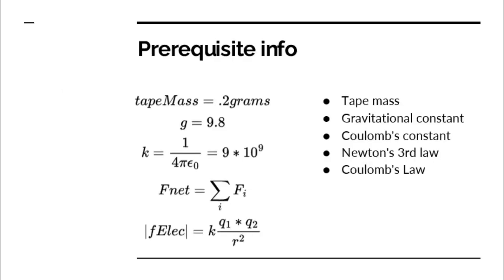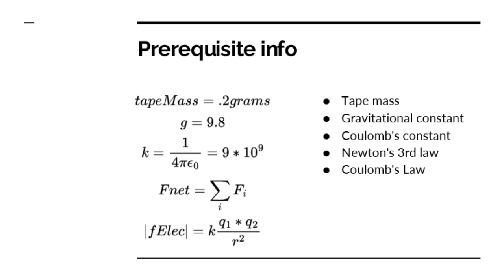There's some prerequisite information we need before we can calculate the electric force exerted by the charge of the tape. First, we need the tape's mass, which I found to be about 0.2 grams. Then we have g, the gravitational constant. Then we have the electric constant, which is 1 over 4 pi epsilon naught, about 9 times 10 to the 9th. Using Newton's third law, the net force exerted on the tape should be equal to all of the individual forces added up on that tape.